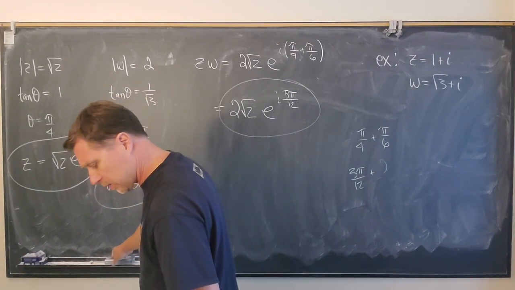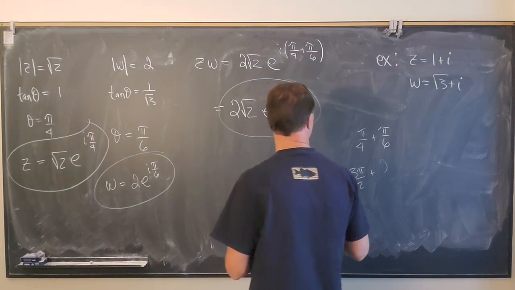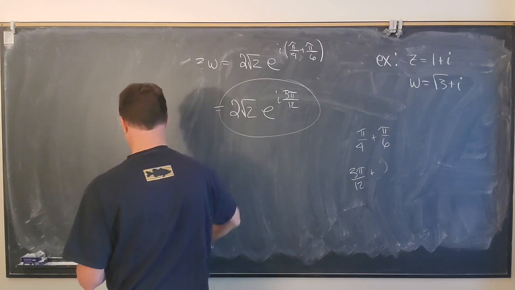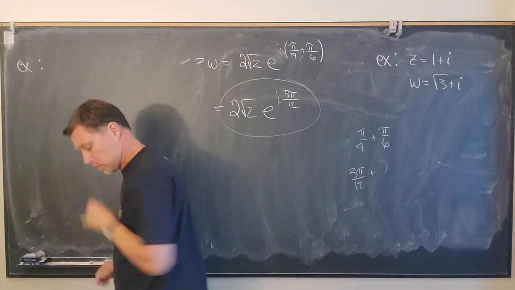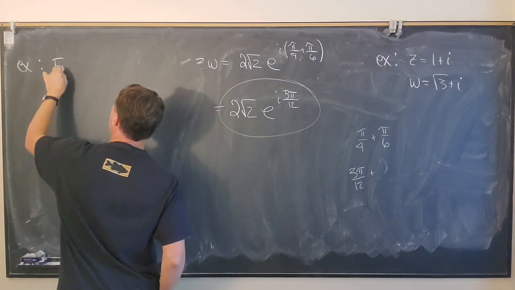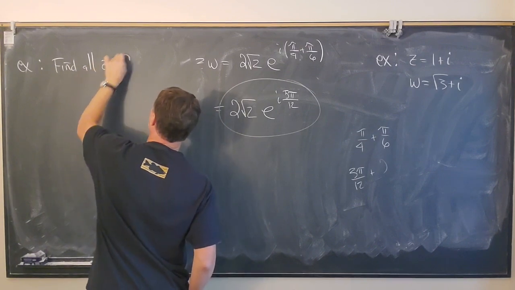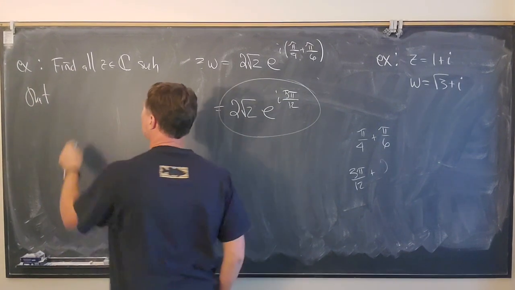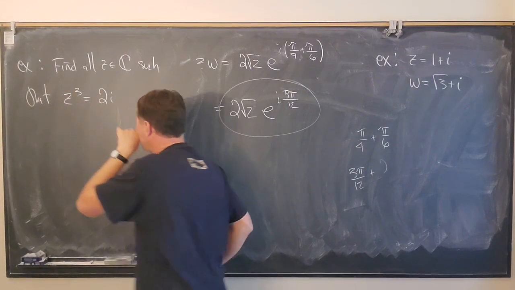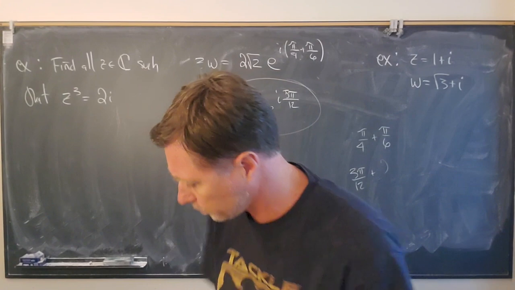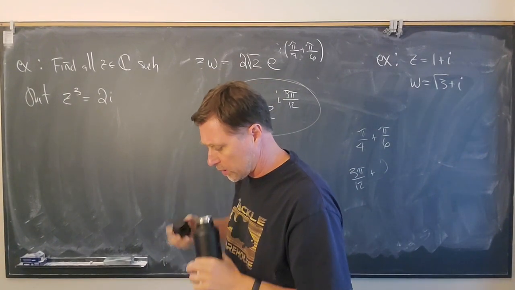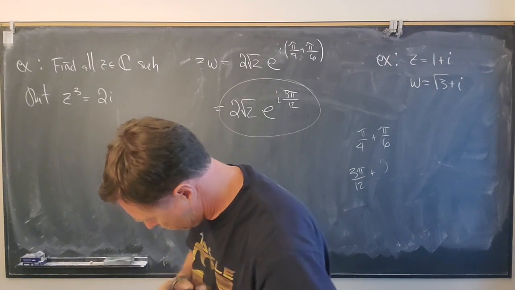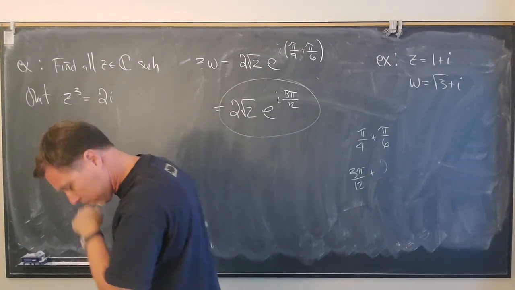Let's do some more examples, and we want to see why this polar coordinates representation can be useful. So let me start over here, and I'm just going to do a couple of examples. So let's find all z in C such that z cubed is equal to 2i. So I want to solve this complex equation right here, and I'm going to make use of polar coordinates in this case.